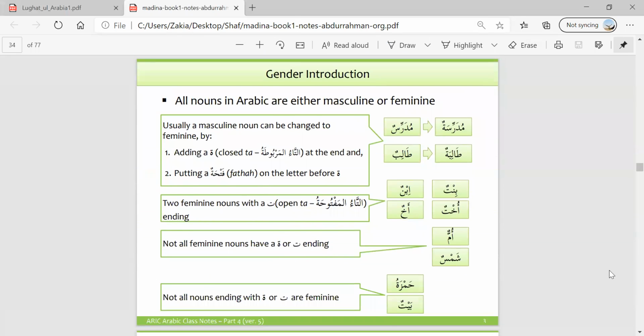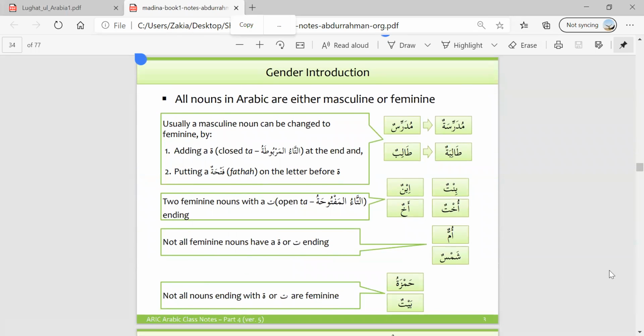Gender introduction. In Arabic, you do have feminine and masculine. Nouns are either feminine or masculine. Usually a masculine noun can be changed to feminine simply by adding a ta marbuta. Ta marbuta is the small ta here. It's not the open ta, it's the ta marbuta. You put a fatha on the last letter before the ta.